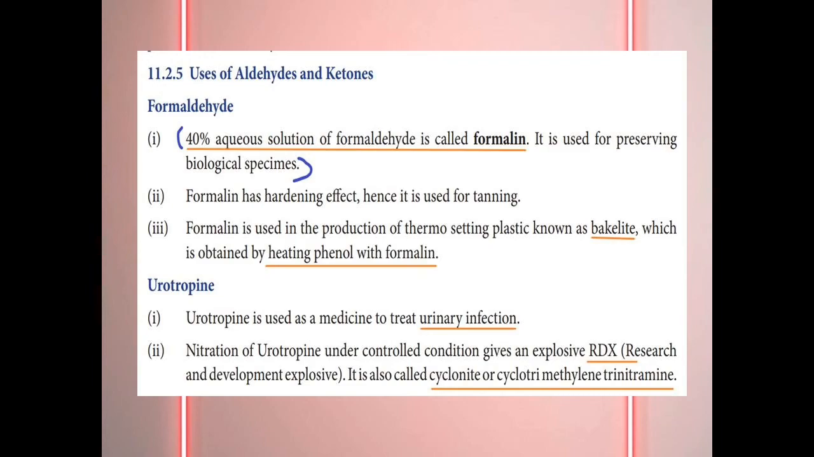The next one, urotropin, we already studied. Urotropin is obtained when formaldehyde is reacted with ammonia. It is used in treating urinary infection and also in preparing RDX, cyclonite, cyclotrimethylene trinitramine.